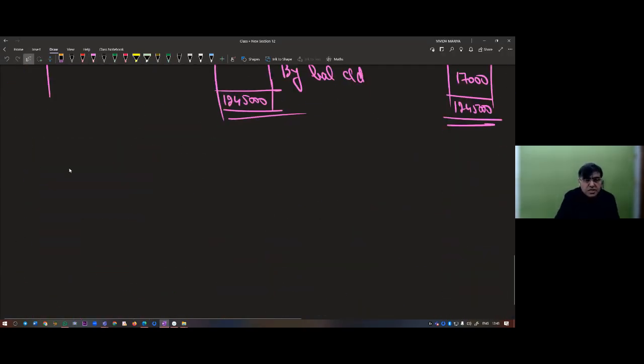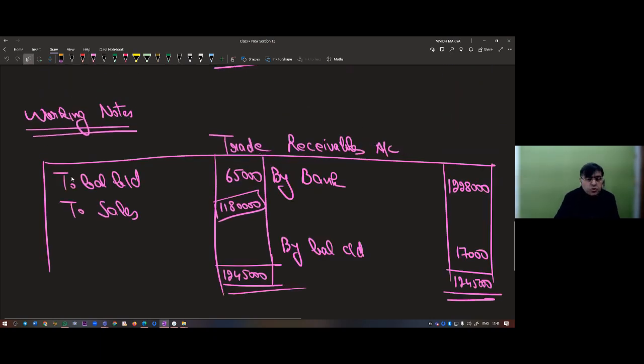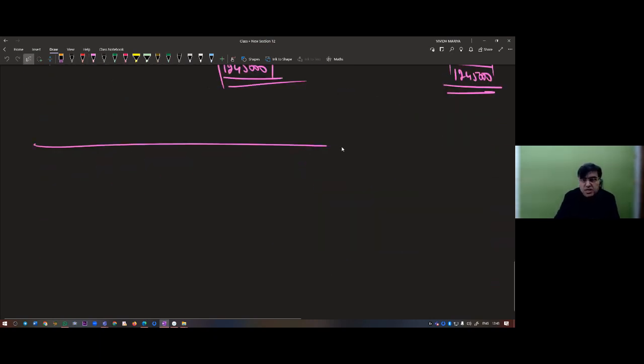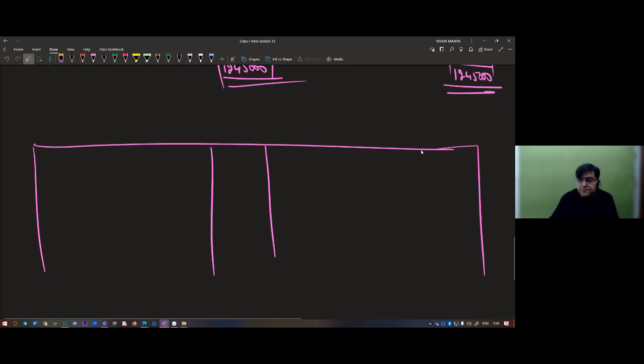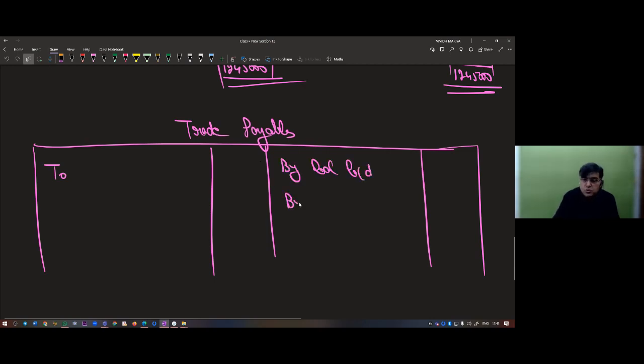Go to the trade payables account. This is working note 1. I go to the next working note. Trade payables: by balance brought down, by purchases to bank, to balance carried out.